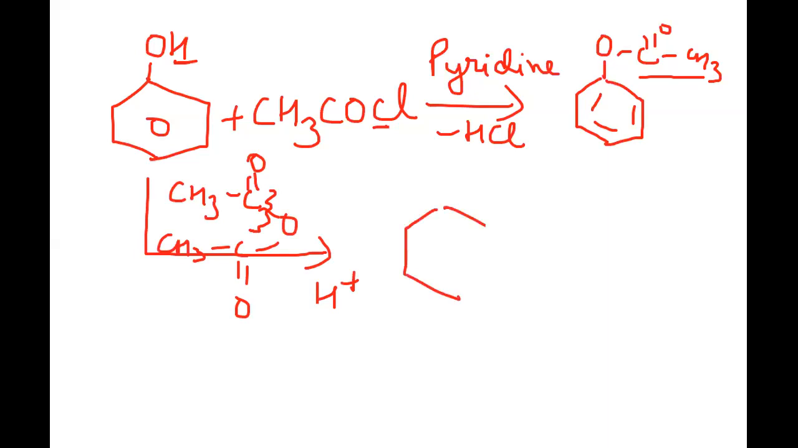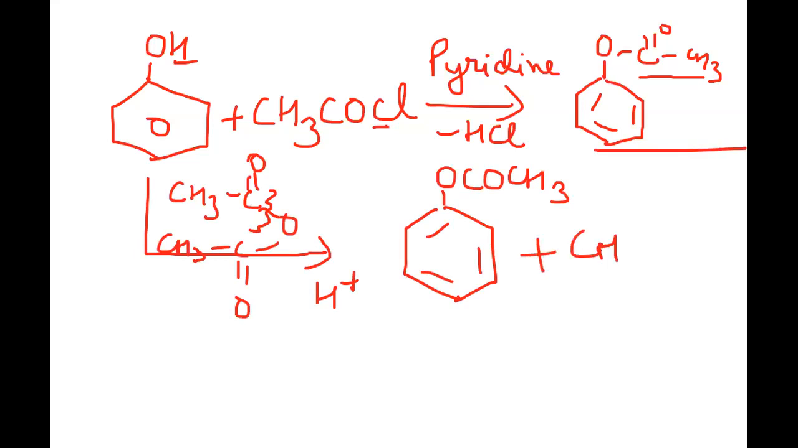So the compound that you get in this case is going to be OCOCH3, just like you got here in the previous case. And of course, an acid molecule will be formed along with this. So this is the acetic acid that you will get with this. Okay. The next reaction that you have to do is with PCl5.